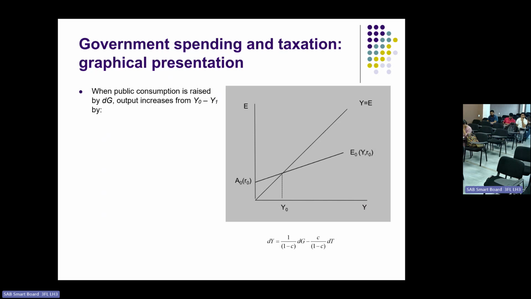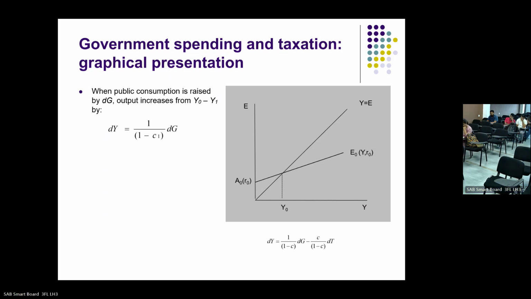The economy is in equilibrium at the Y0 income level initially. So what happened? Now the government raises expenditure, say by delta G. You know that when the government raises the expenditure, income also changes by some portion. We assume income changed from Y0 to Y1. Now when there is a rise in the government expenditure, what happened?